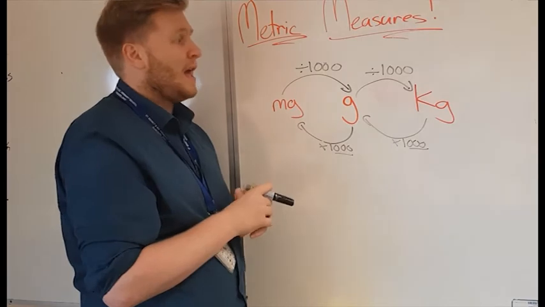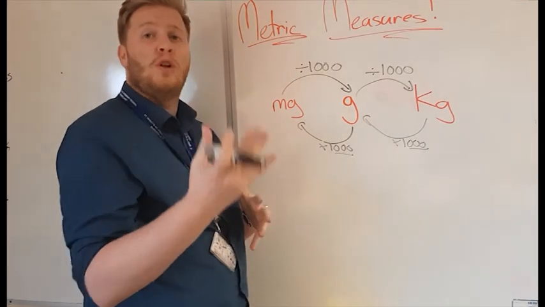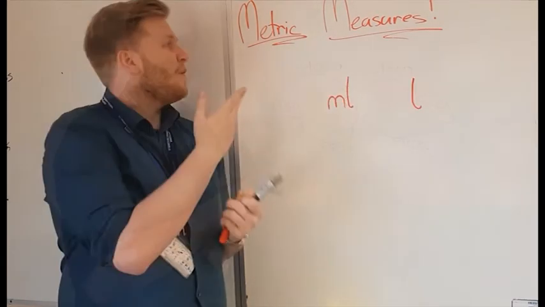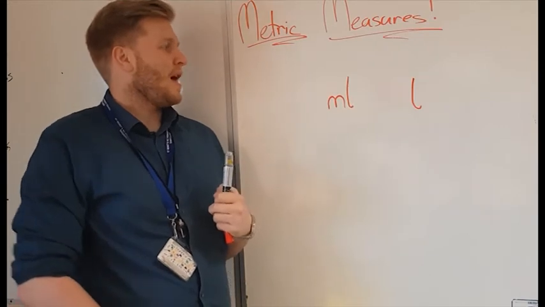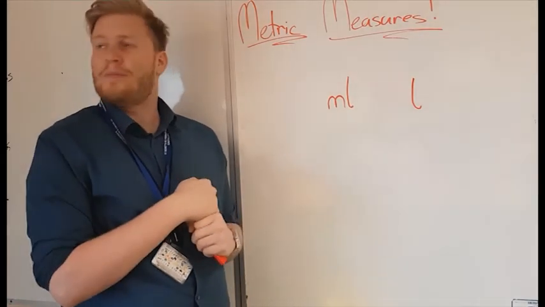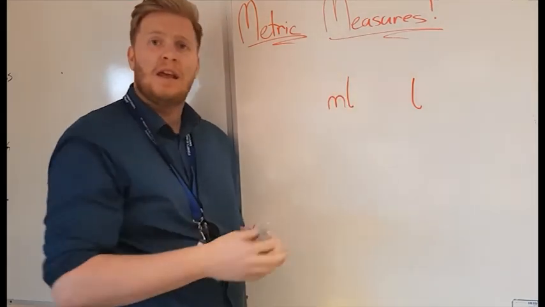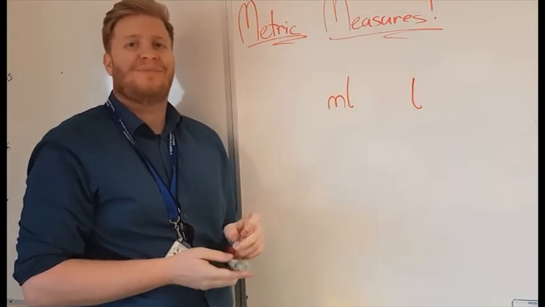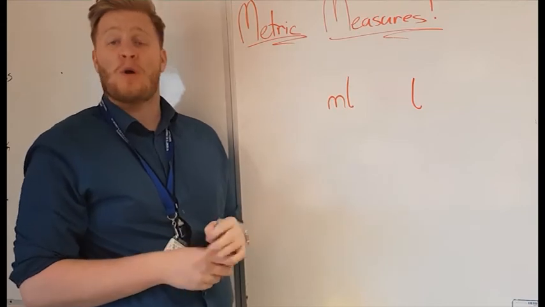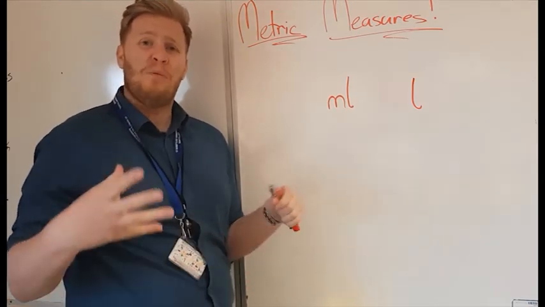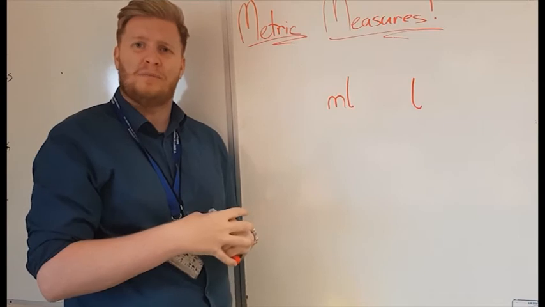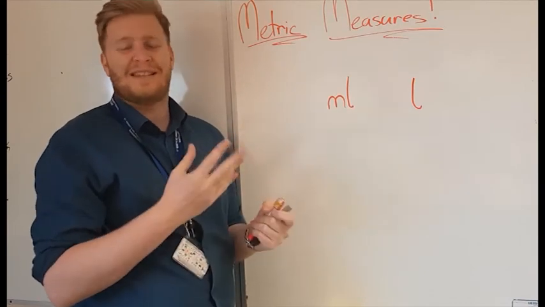Now we've done mass, let's move on to volume or capacity. Now we've got metric measures here, and there's two main ones we use in metric measures, and they are millilitres and litres. Now we're moving on to volume or capacity. So volume is how much of something we can fit in something, okay? So volume and capacity mean the same thing.